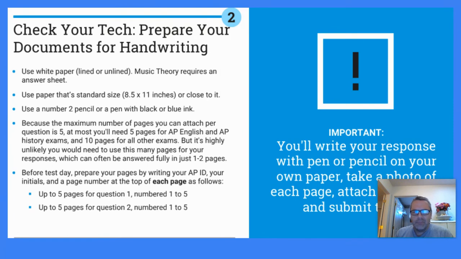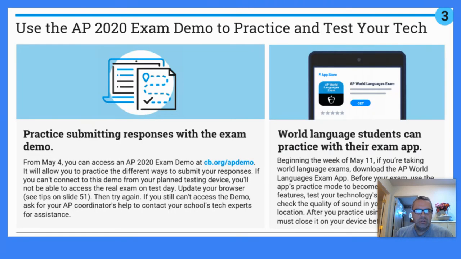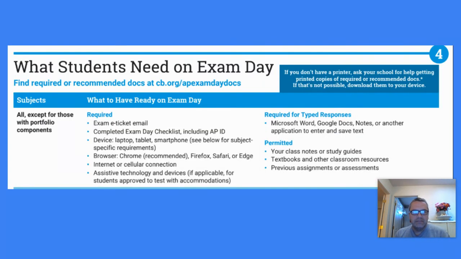If you're going to write it on paper, making sure it's standard paper, making sure that when you take a picture of it, it's going to be readable. That's where the black and blue pen comes in, and making sure that you're writing so that it's legible as well. And here's the information about May 4th, where they will give you some demo stuff to help you walk through the technology that AP is going to be using on the day of the exam.